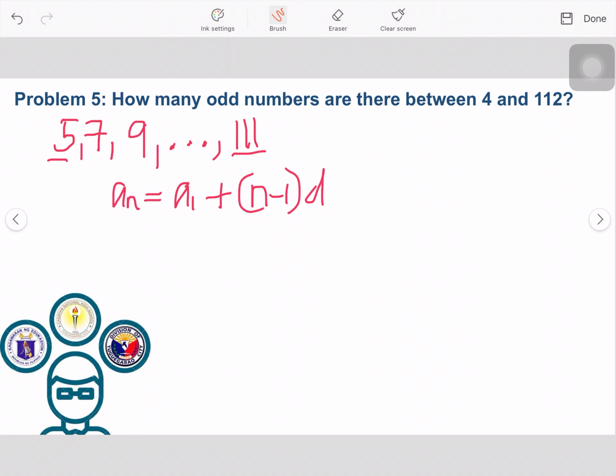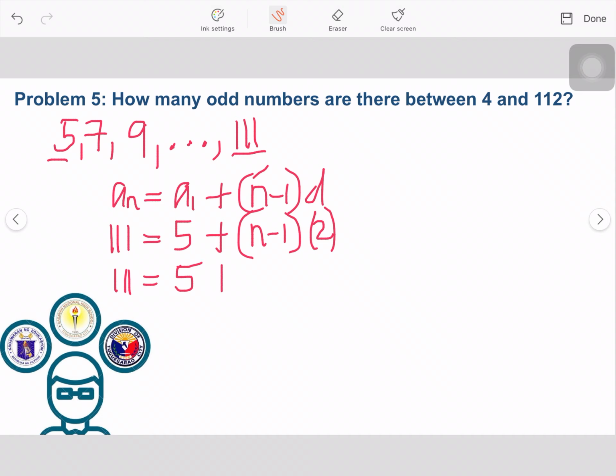I'm looking for n. So my last term is 111. That's equal to 5 plus n minus 1 times the common difference of 2. Okay, so this becomes 111 is equal to 5 plus 2n minus 2.